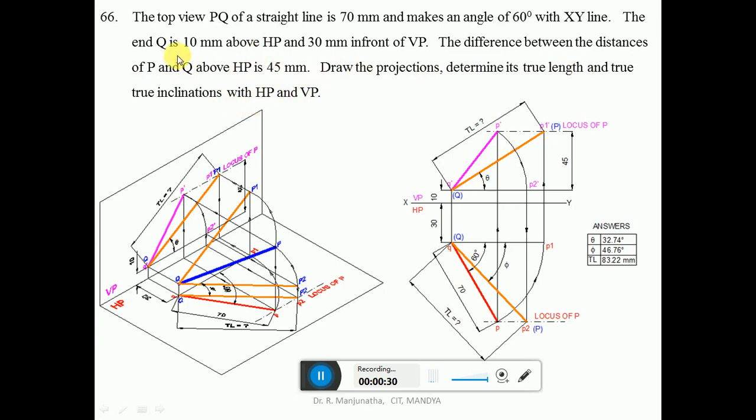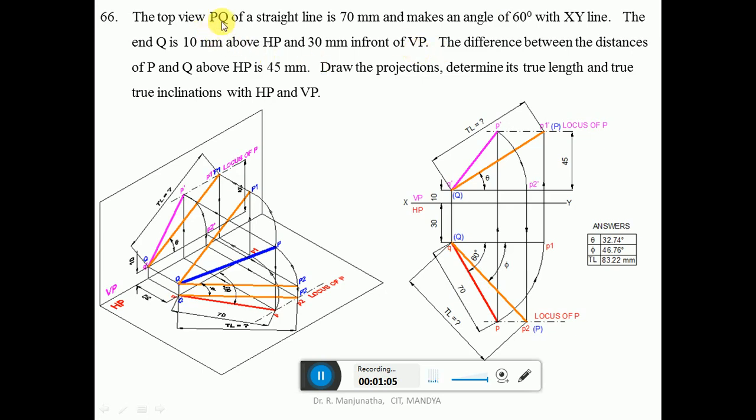So here Q is 10 mm above HP. When you look from the front view, we can see the distance of Q, which is above HP by 10 mm. So when it is projected, it is going to fall on the vertical plane. So that distance is 10 mm above HP. You mark this point as Q dash. And 30 mm in front of VP. So this is the distance in front of VP. When you look from the top view, you can see it projected onto the horizontal plane, so you get that distance on the horizontal plane. So that is 30 mm in front of VP.